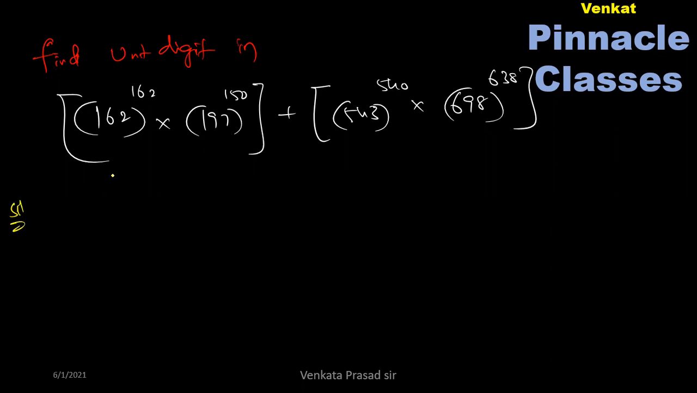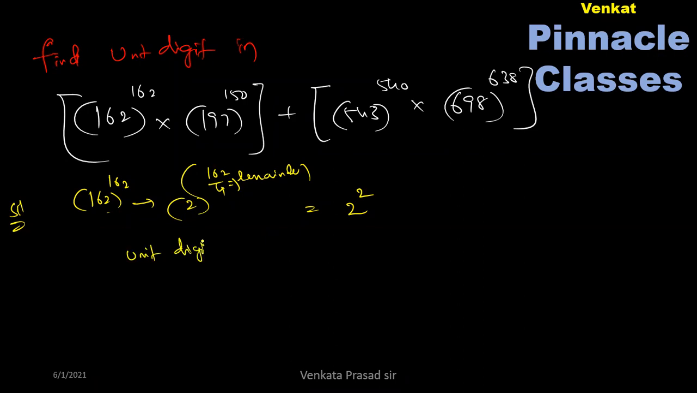First of all, here 162 power 162. Here it is 2 power 162; divide by 4 and find the remainder. 162 by 4: 4 times 40 is 160, so the remainder is 2. Therefore the unit digit is 4.